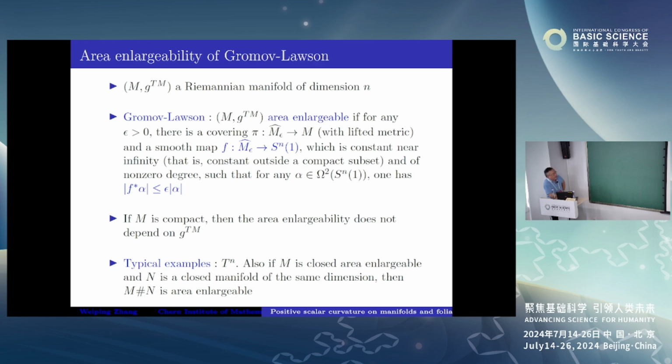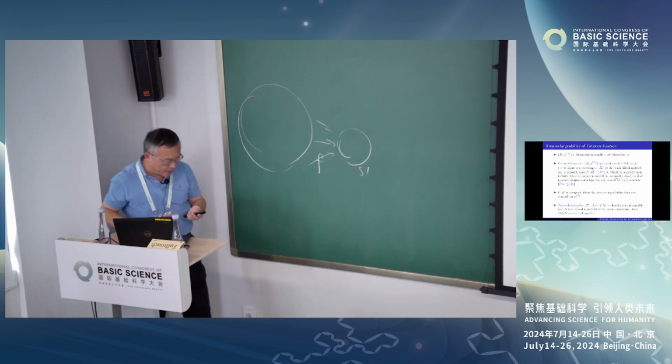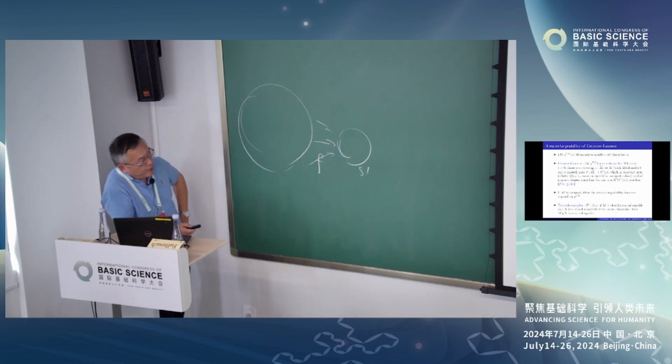If M is compact, of course, this definition does not depend on the metric. But for a non-compact manifold, it is a concept associated to the metric. A typical example is the circle S1: you can always take an n-fold covering and map it by a contraction, and this f verifies the condition. Enlarge here means enlarge into a very large circle. So the circle is clearly such an example. And then the product of circles, the torus, is also enlargeable and verifies this condition.